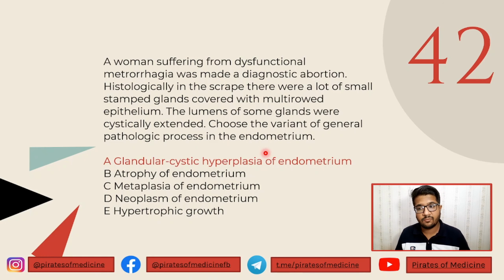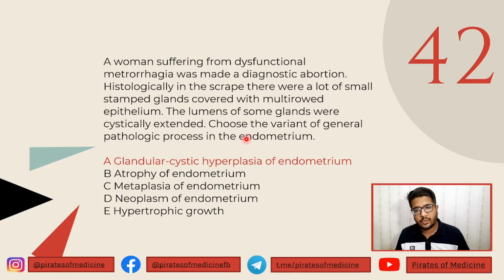The 42nd question is that a woman suffering from dysfunctional metrorrhagia has made a diagnostic abortion. Histologically, in the scrape, there were a lot of small stamped glands covered with multi-rod epithelium. The lumens of some glands were cystically extended. Choose the variant of general pathological process in endometrium.